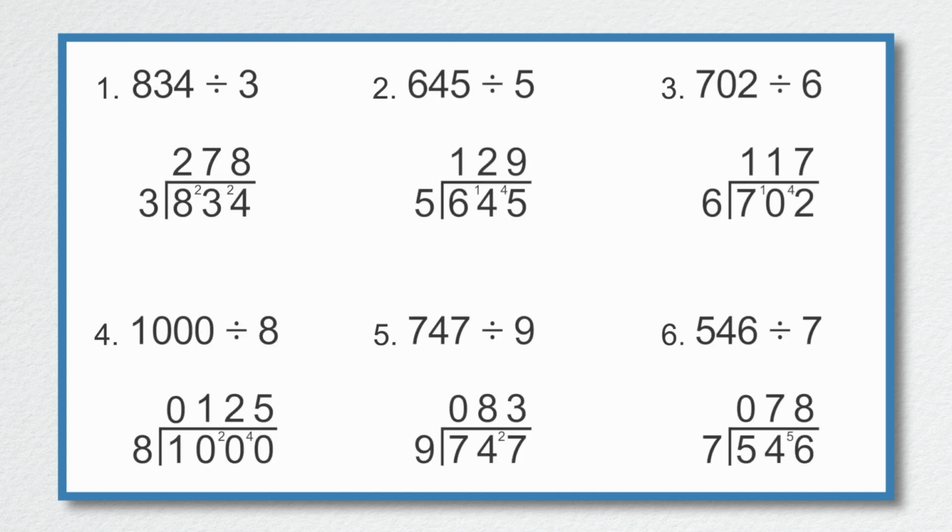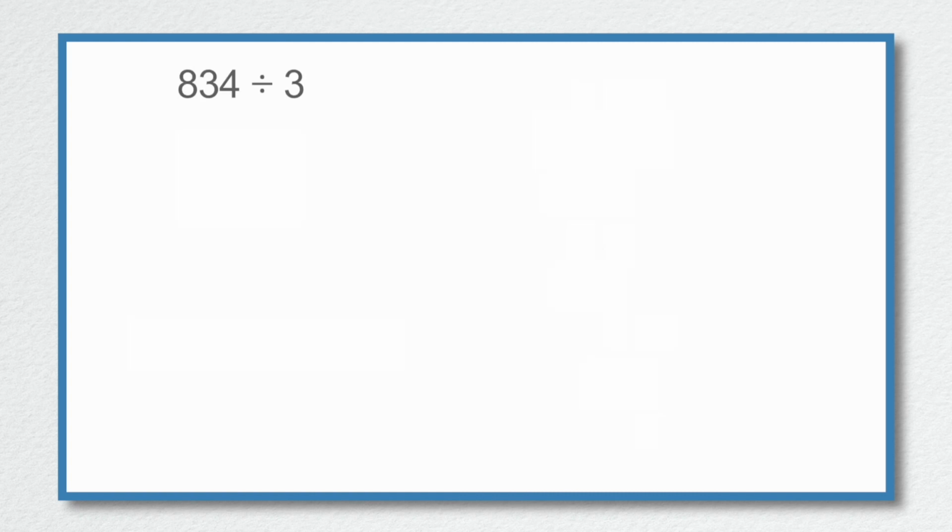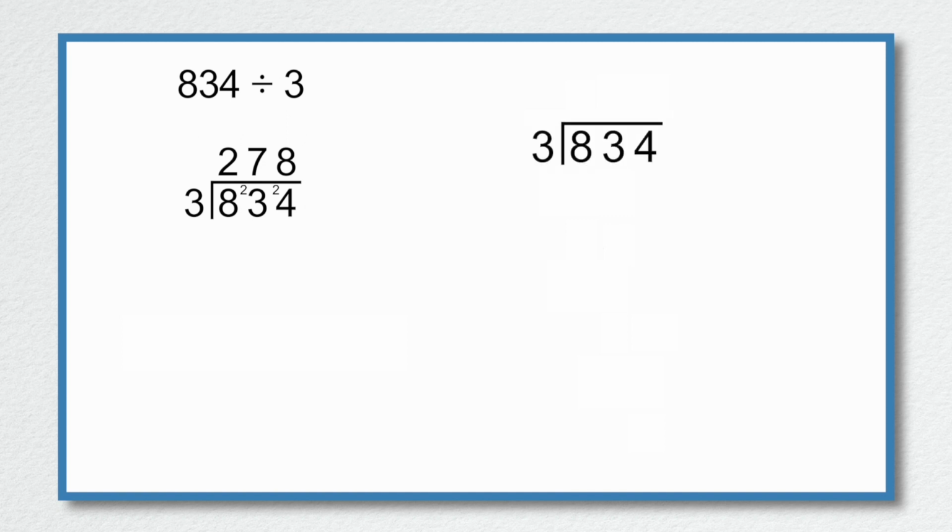Here are the 6 questions that we looked at in the previous video using the short division method. I'm going to go through each of these questions using the long division approach. We'll begin with 834 divided by 3. Here's the short division approach and answer. Now let's try using the long division approach. So we set the problem out as we've done before.